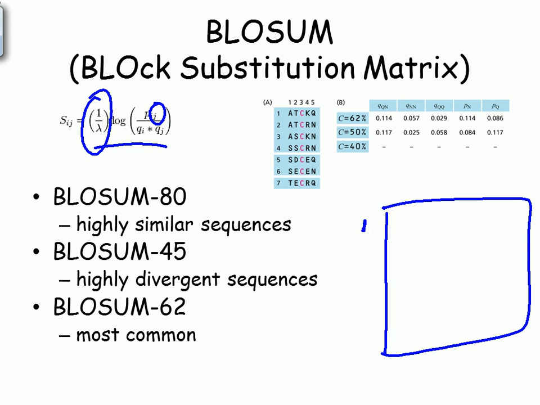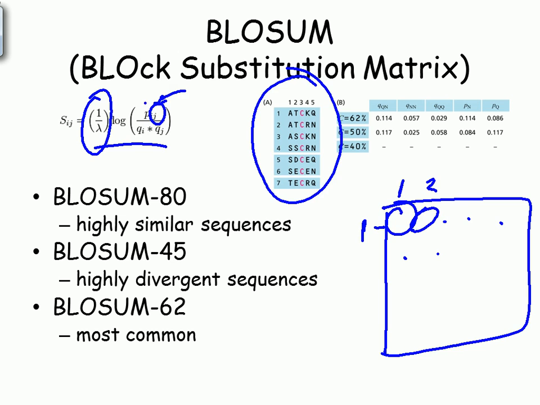So for i equals 1, j equals 1, you get a number. For i equals 1, j equals 2, you get another number, and you fill in this matrix from the set of reference alignments. So the reference alignments give you these numbers, and then you calculate the log likelihood ratios to generate this 20 by 20 matrix. All right. So depending on what set of sequences you use, you will get a different matrix, right?